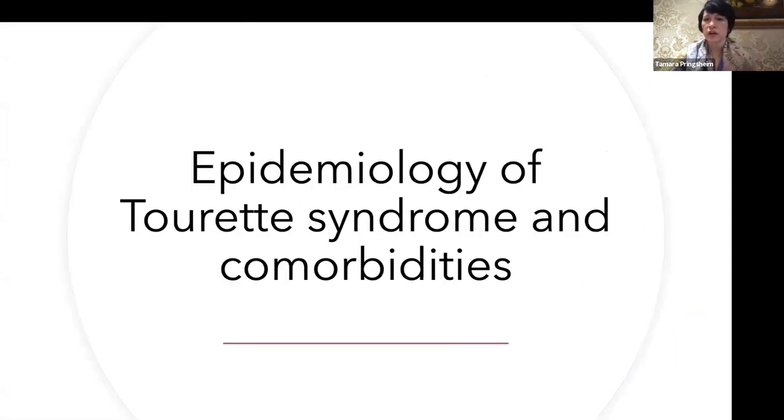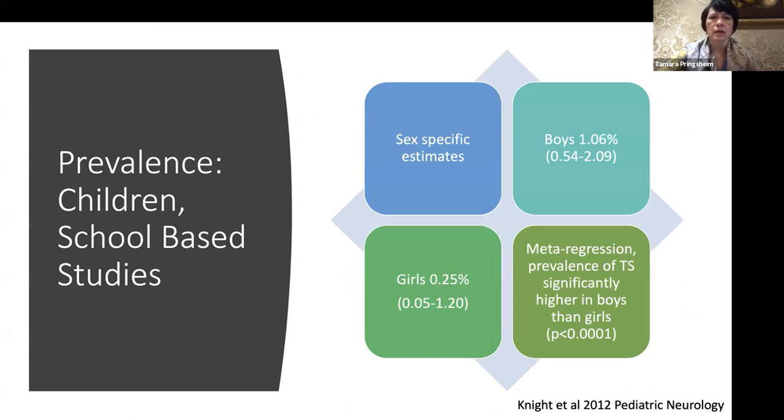So let's move on to talking about the epidemiology of tic disorders and the common comorbidities. So tics are more common in boys than girls, and it's by a factor of about 4 to 1. So about 1% of school-age boys have a chronic tic disorder compared to 1 in 400 girls. And this is a significant difference between the sexes.